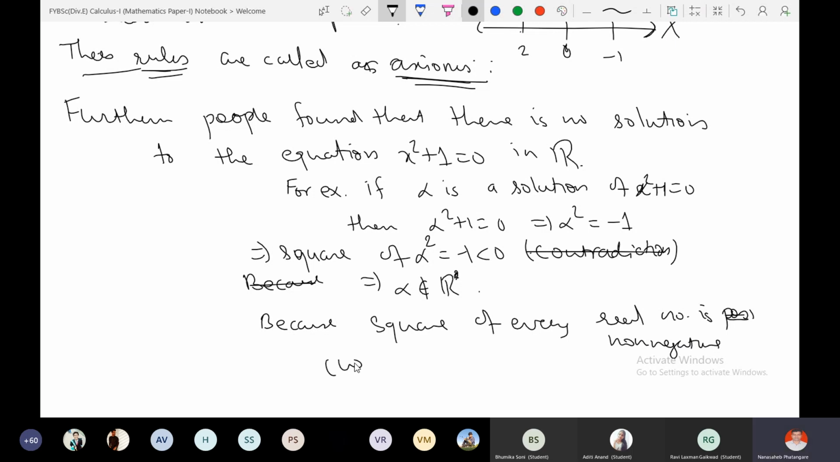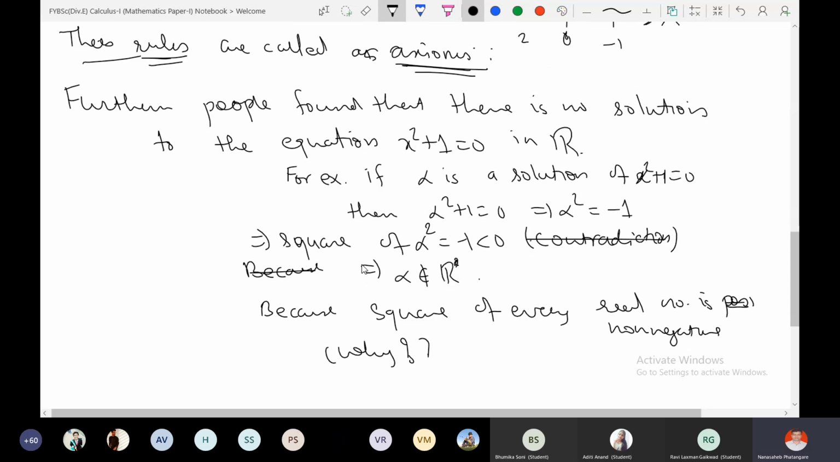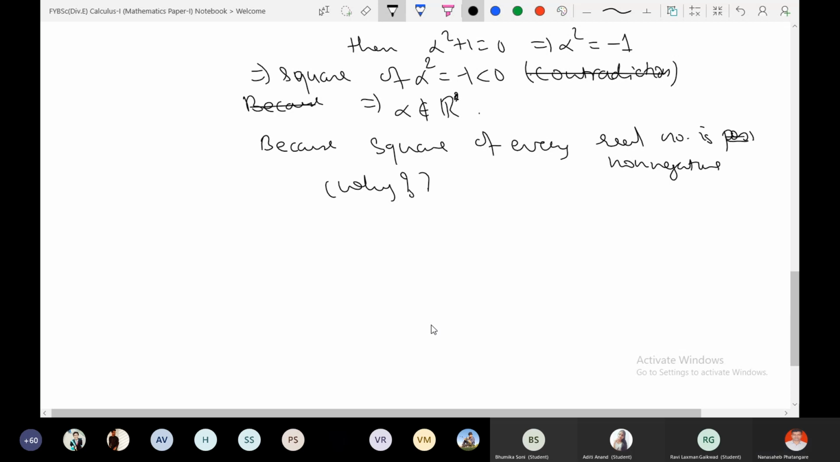Again, why? That is a question. Why is the square of every real number non-negative? So we are going to find answers to such questions. Why is minus 1 negative? Why is the square of a real number non-negative? There are lots of questions, and that is the basic structure of real numbers. We want to understand this basic structure. So what is our aim now? Aim is clear. We want to understand the basic structure of real numbers. Why are all these things there in real numbers?